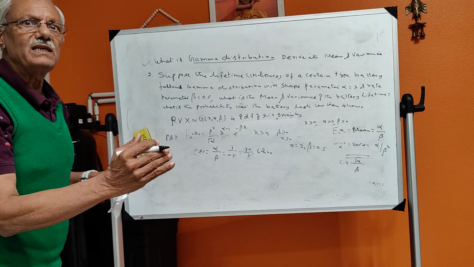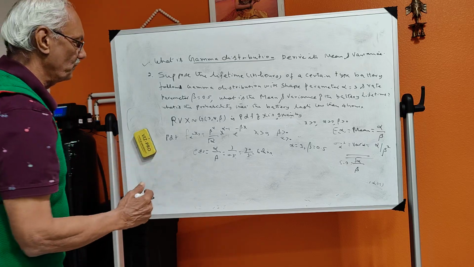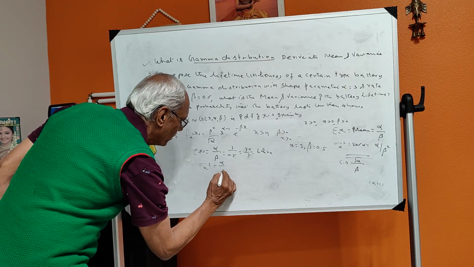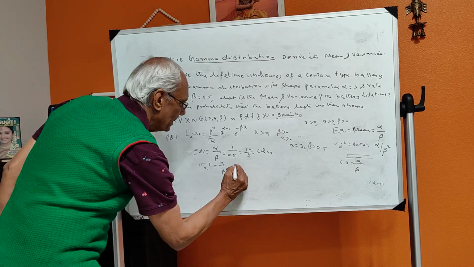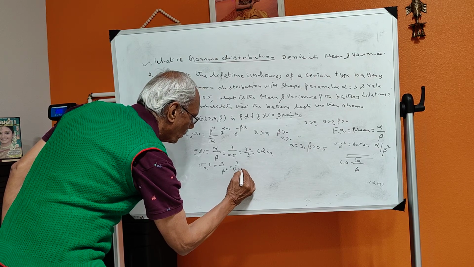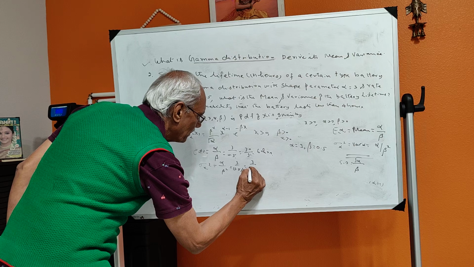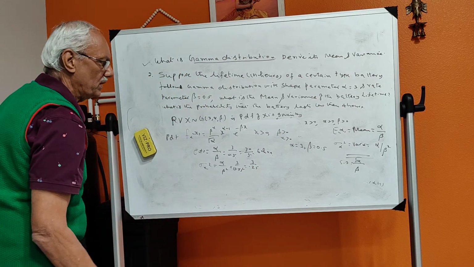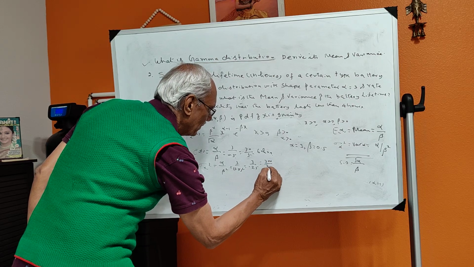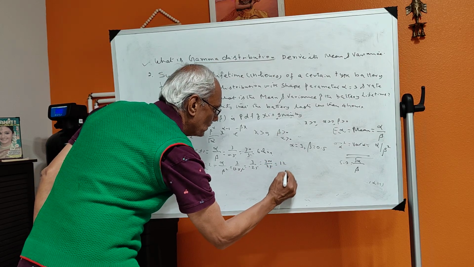And how much can it deviate, or the variance of it, is given by sigma squared of x is equal to alpha by beta squared, that is equal to 3 by 0.5 whole squared, 3 by 0.25. 0.5 into 0.5 is 0.25, that is 300 divided by 25, that is equal to 12.